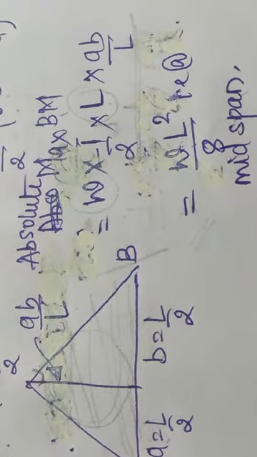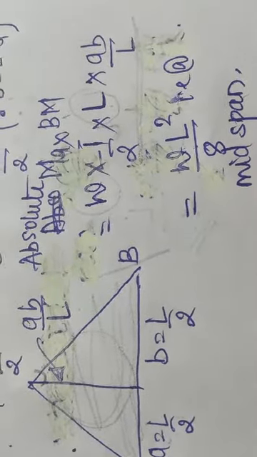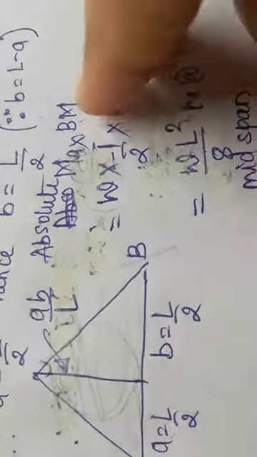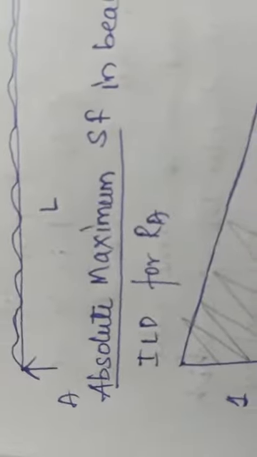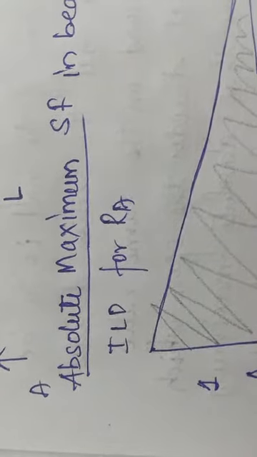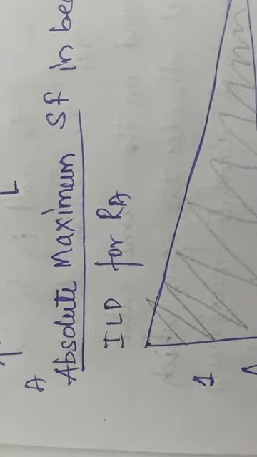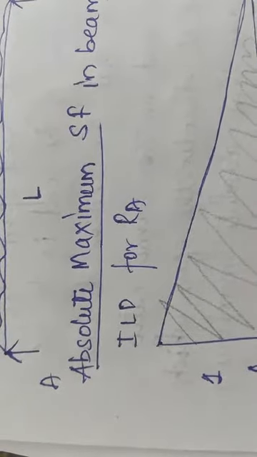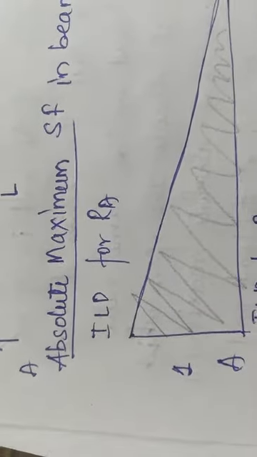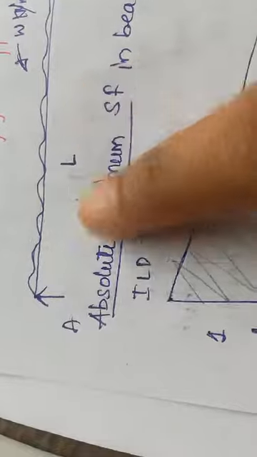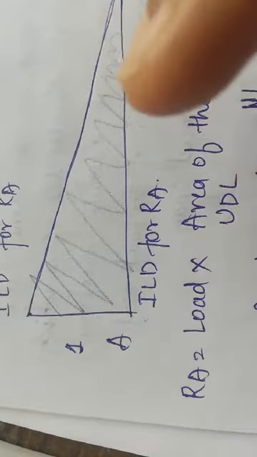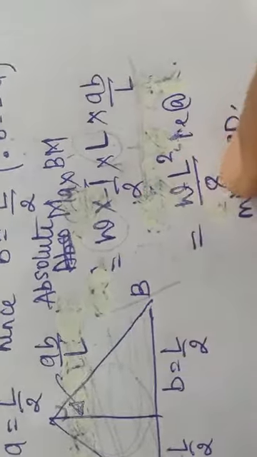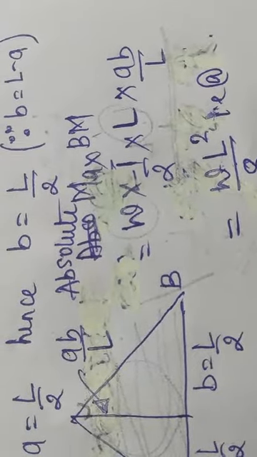Whenever the UDL is larger than the span, the maximum absolute shear force is nothing but the reaction at A and reaction at B. In general, if you have a simply supported beam carrying UDL, the reaction at A is WL by 2, that is the maximum reaction which we have got, and the maximum bending moment is given as WL square by 8, which we have proved in the earlier part. Here the absolute maximum moment we have got as WL square by 8. Okay, thank you. We'll meet in the next class.